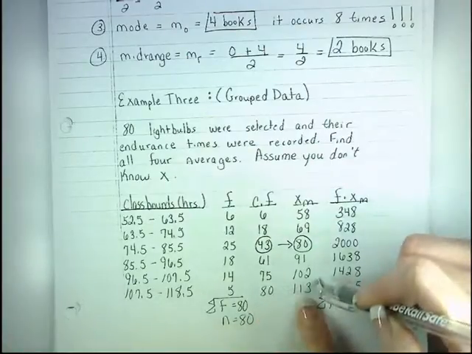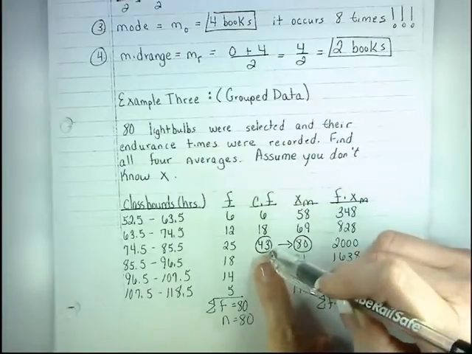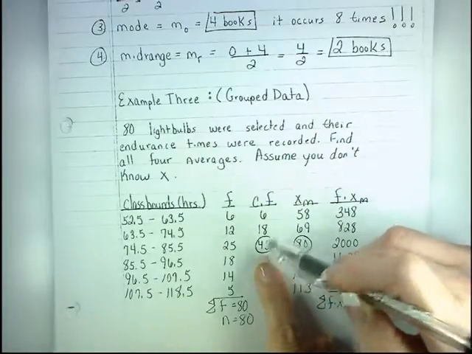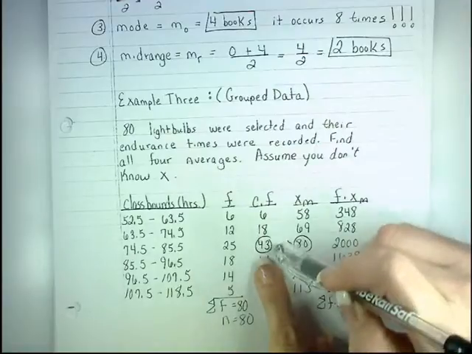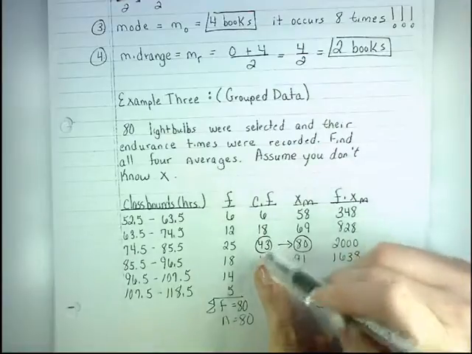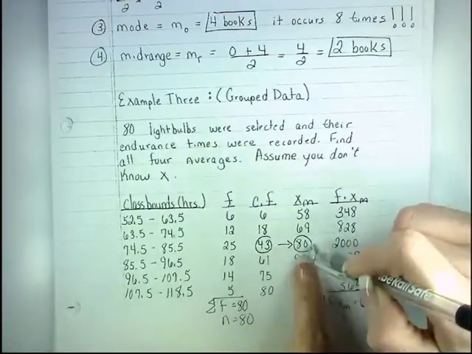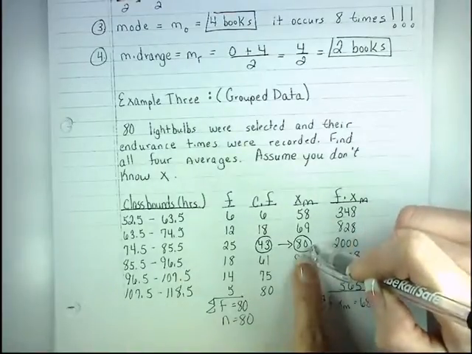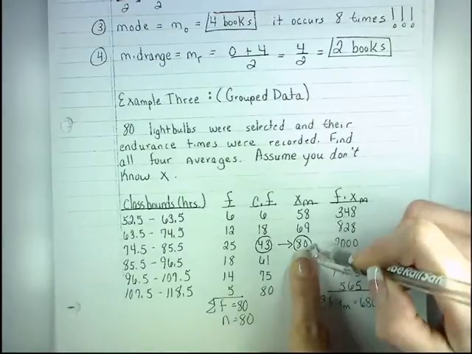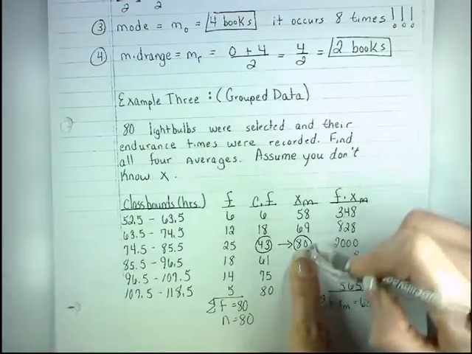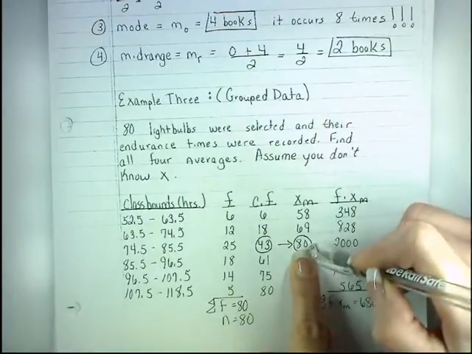endure 113. So my 40th and 41st data values or midpoints will be here, because this is light bulbs 19 through 43, if you were to list them all out, are both 80 hours. And if you average 80 hours, you add them up and divide by 2, you will receive 80 hours.